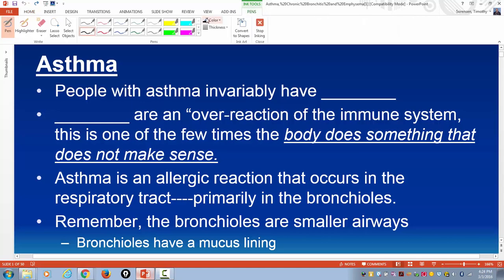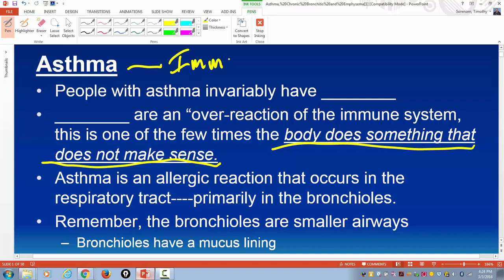First of all, asthma is one time that the body does stuff that doesn't make sense, right? Asthma, by definition, is an overreaction of the immune system. So it is an allergy in your respiratory tract, and this allergy then produces the signs and symptoms of asthma. But this is important. Asthma is caused by this overreaction of the immune system, and the immune system, I'd write this down, tattoo it someplace.